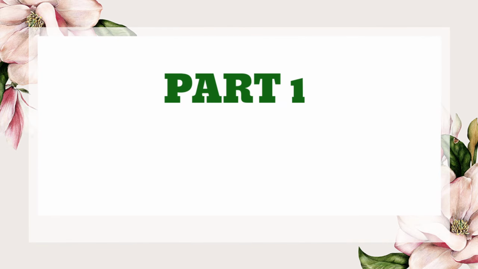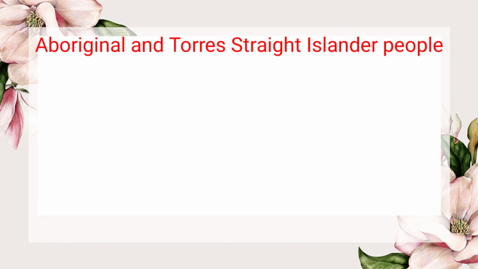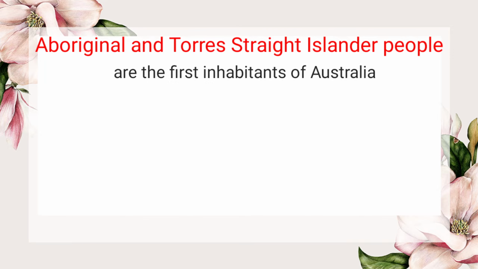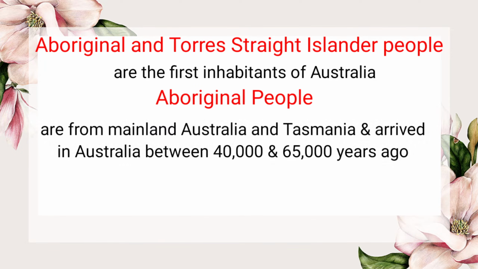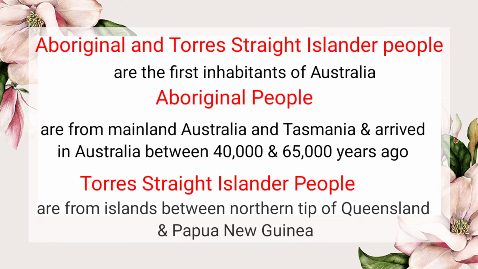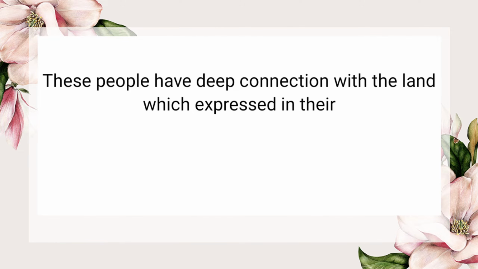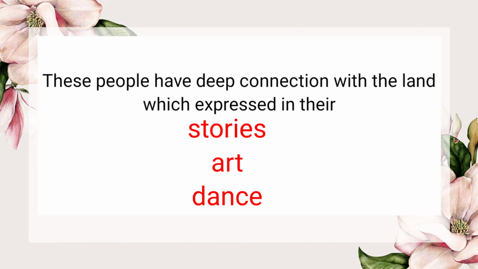This summarized topic includes Australia and its people. Aboriginal and Torres Strait Islander people are the first inhabitants of Australia. Aboriginal people are from mainland Australia and Tasmania and arrived in Australia between 40,000 and 65,000 years ago. Torres Strait Islander people are from islands between the northern tip of Queensland and Papua New Guinea. These people have a deep connection with the land, which is expressed in their stories, art, and dance.